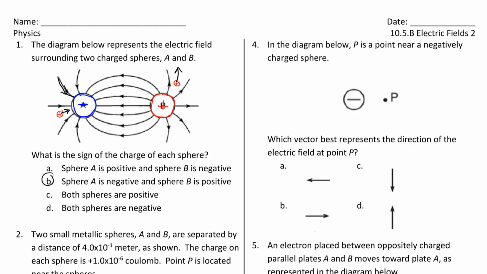For C and D, it's saying both spheres have the same charge. I knew right away it's not C or D because the way these field lines are drawn, it's showing an attractive field.